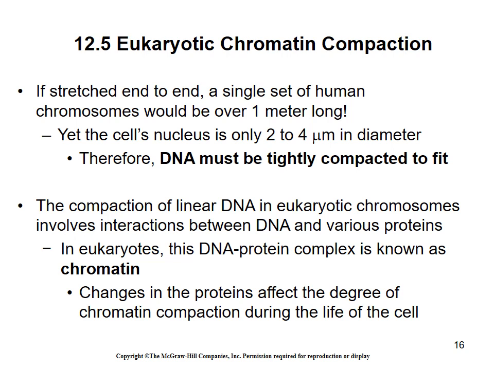All right, so let's talk about compaction. How do we wind down and compress these massive amounts of DNA into our 23 chromosomes? Take a look at some of these numbers. If stretched end to end, one set of human chromosomes would be over 1 meter long, whereas a nucleus is only about 2 to 4 micrometers in diameter. So obviously it's not a comparison, right? We have a massive amount of DNA to fit in a small place.